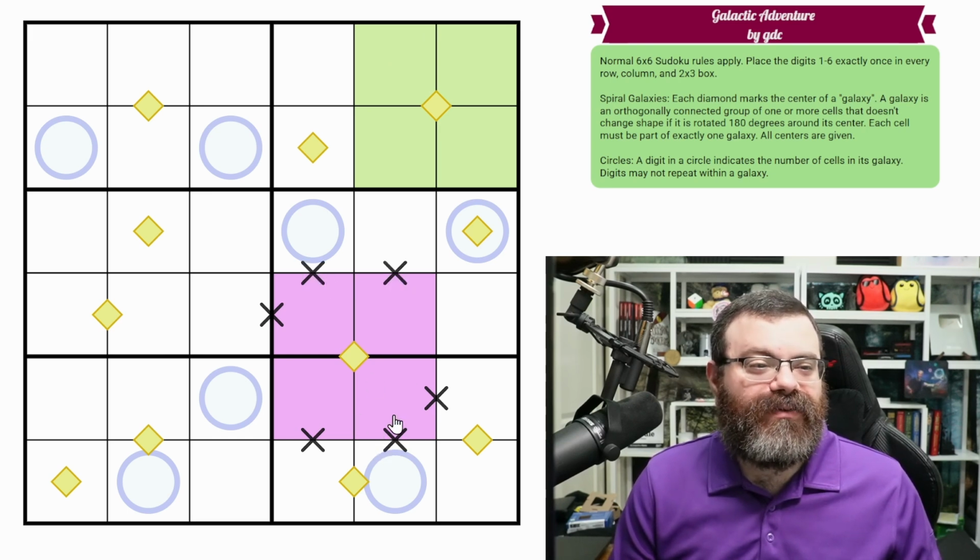So I guess if it did grow, it would take exactly this cell and this cell. That would be the only way it would grow.